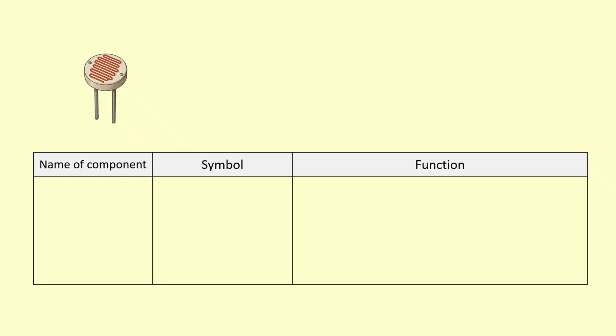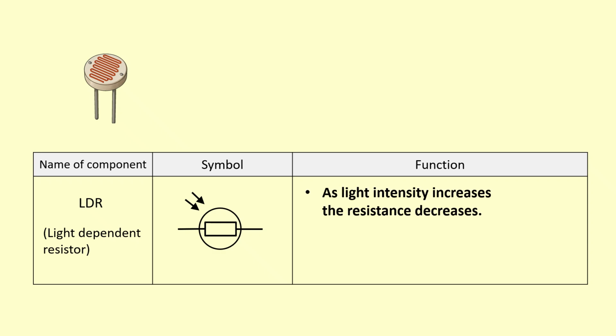So this component here is an LDR. That stands for light dependent resistor. As the name suggests, its resistance depends on the light that's shining on it. The symbol is a rectangle with a circle around it, and these two arrows represent the light that's going towards it. As light intensity on the LDR increases, the resistance is going to decrease. So if I shine light on the LDR, its resistance goes down.